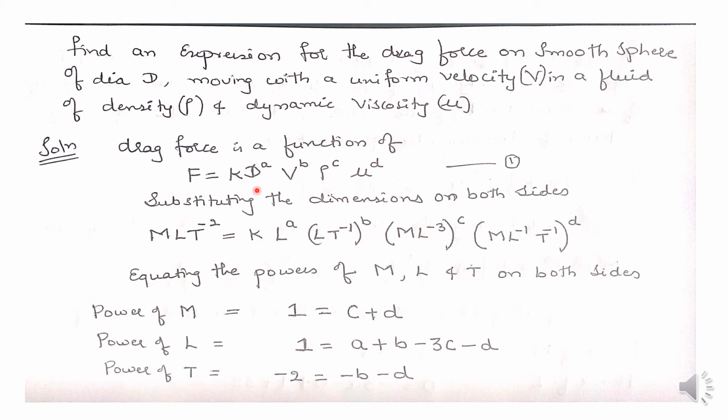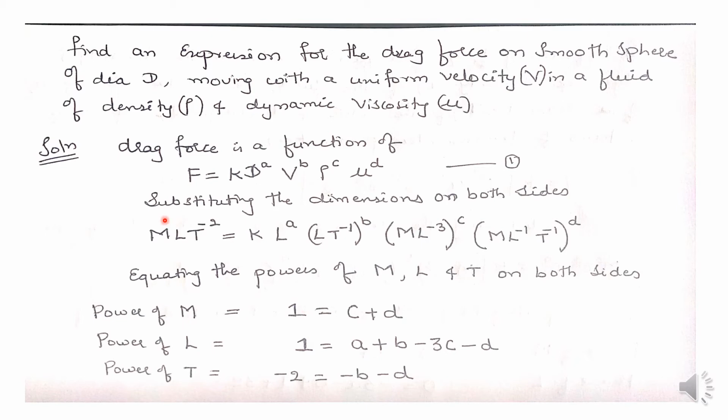Now the next step, after writing the dimensions on both sides of the equation, is to equate the powers of M, L and T, the fundamental dimensions, on both sides. First let me write for the power of M, that is the power of mass. On the LH side of the equation, nothing is mentioned, which means M to the power 1 will definitely be there. The power of M is 1 on the LH side.